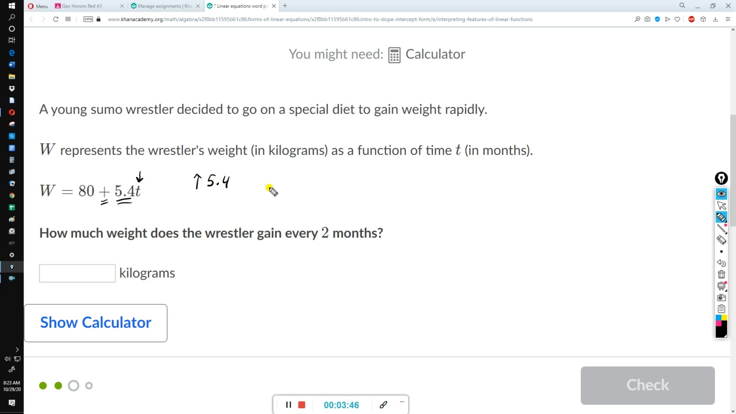It goes up by 5.4 every month. So they want to know what it is for every 2 months. So it's just going to be 2 times 5.4. And that's 10.8. So enter that in the box.